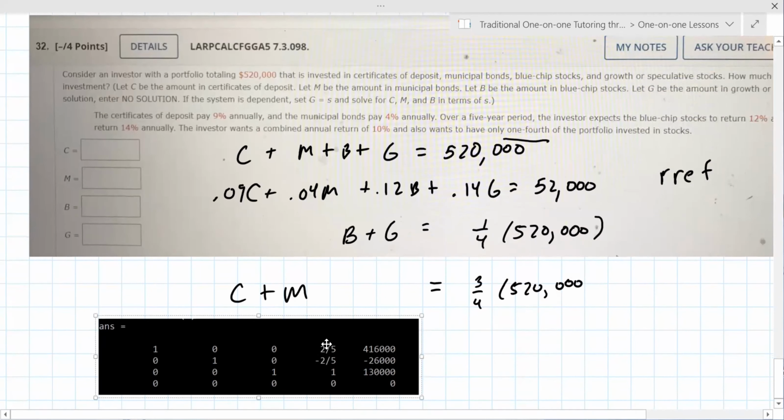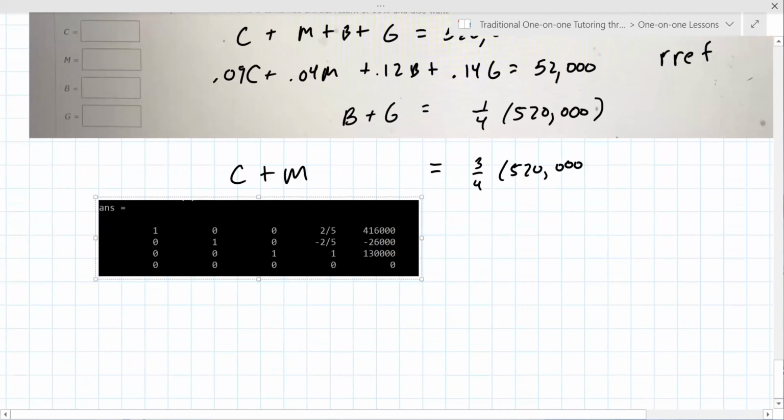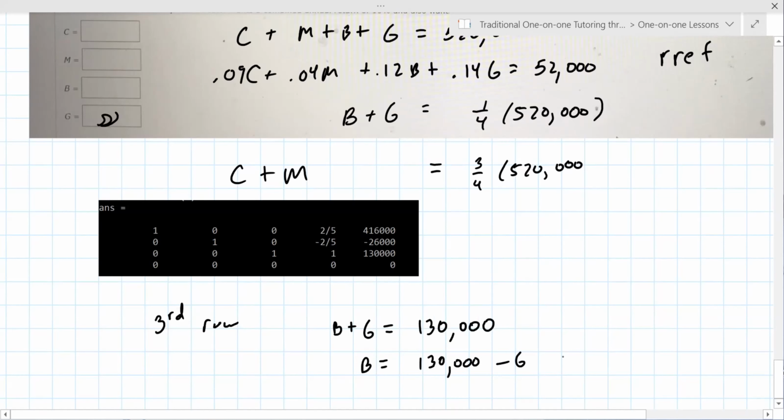Like maybe you have 0.4 or minus 0.4 instead of that. So the third row, here's what the third row means. It means that B plus G equals 130,000. And they're telling you make G S. Okay, so that's S there. So if G is S, then B is 130,000 minus G, which is 130,000 minus S, yes.